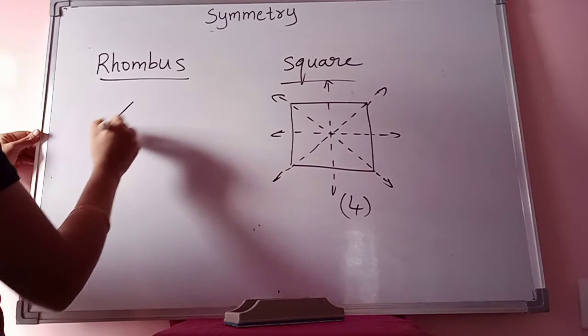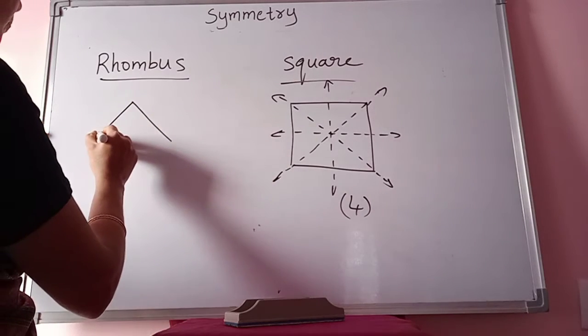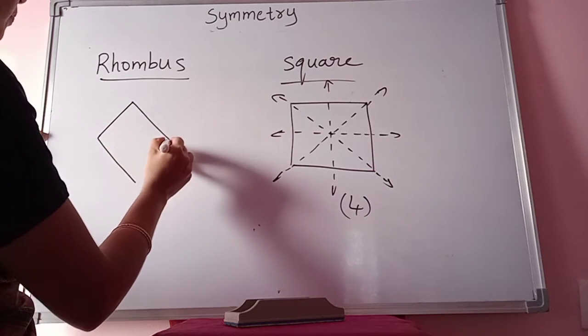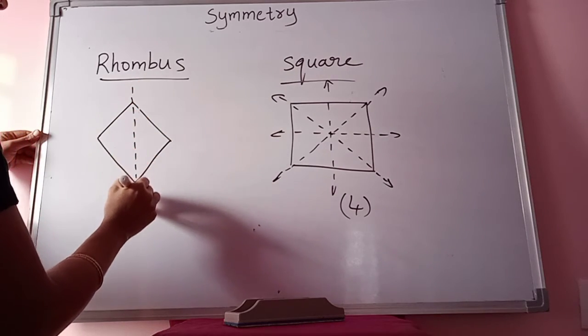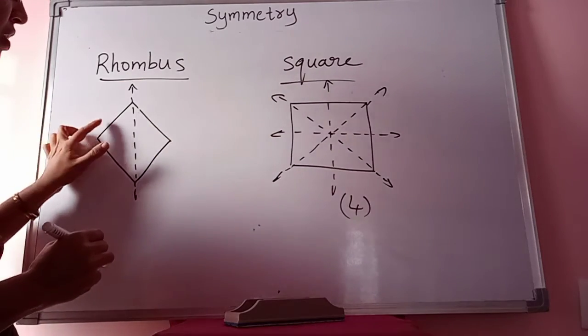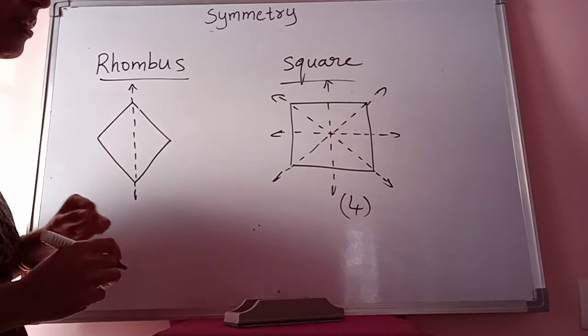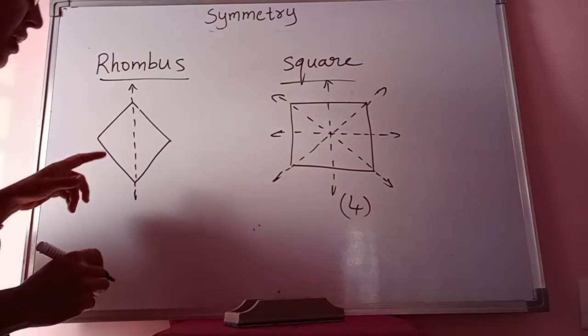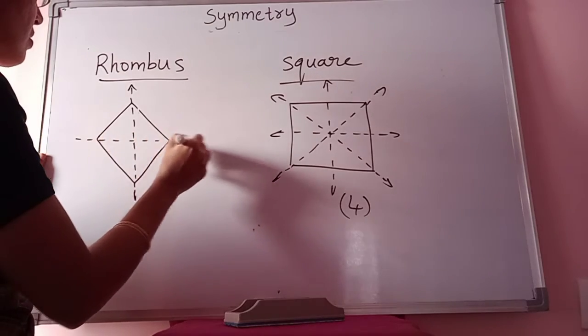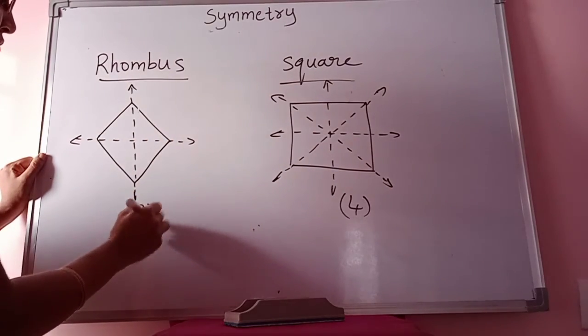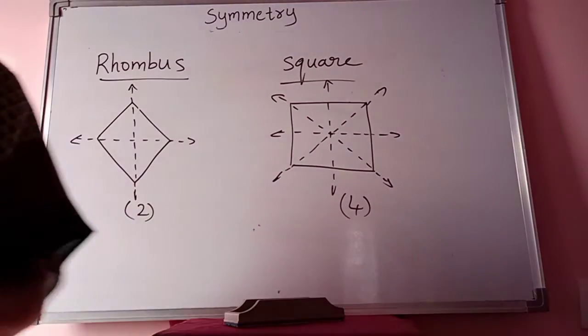How should you draw a rhombus? Like a diamond shape. It has two lines of symmetry. But the angle is not 90 degrees, children. If the angle is 90 degrees, it looks like a square only. But your angles are not 90 degrees. Now this is a rhombus. It has two lines of symmetry, horizontal and vertical.